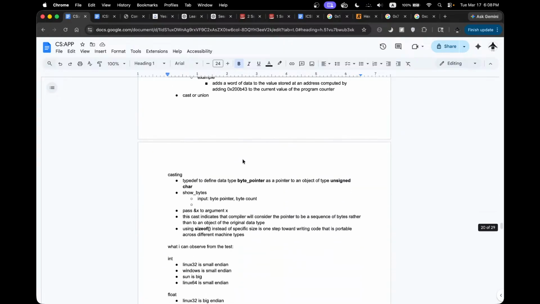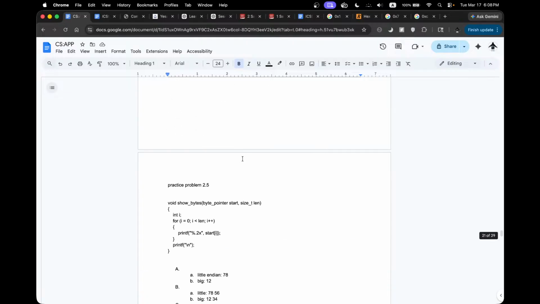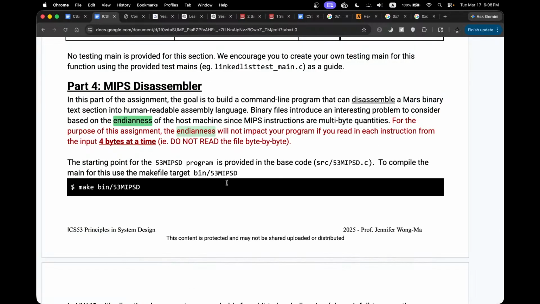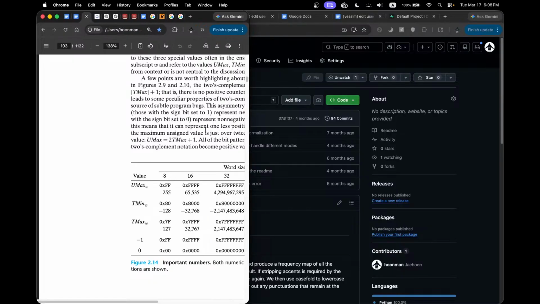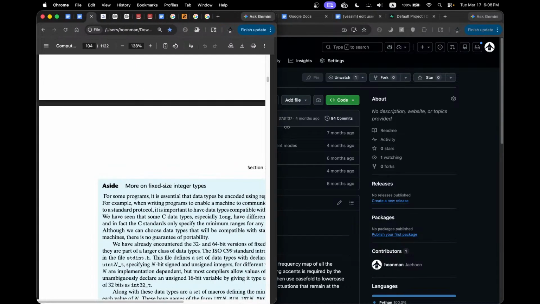Byte ordering, casting, right here. I'm gonna write that down. Very important.